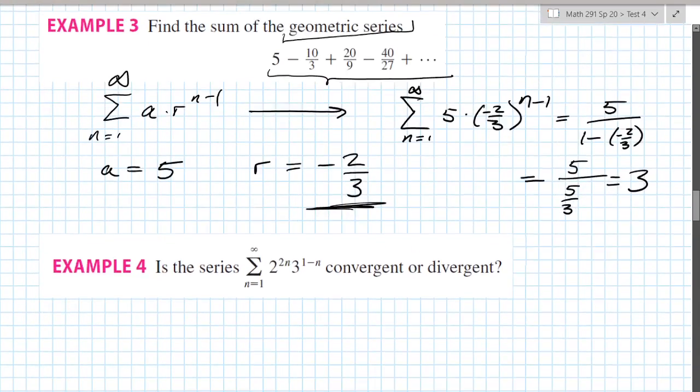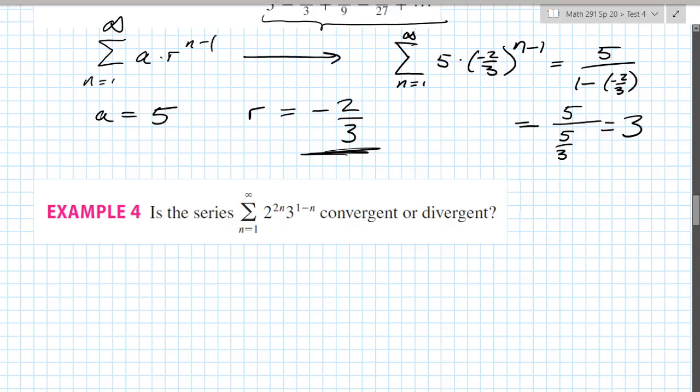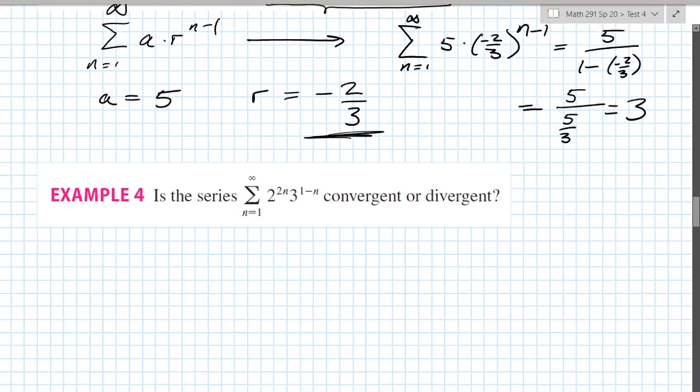So the next question is, is it convergent or divergent? Well, it doesn't tell us whether or not this is a geometric series, so maybe it is. We may have to do a little bit of work to get this into a geometric series. So can we write it so that we have a times r to the n minus 1?